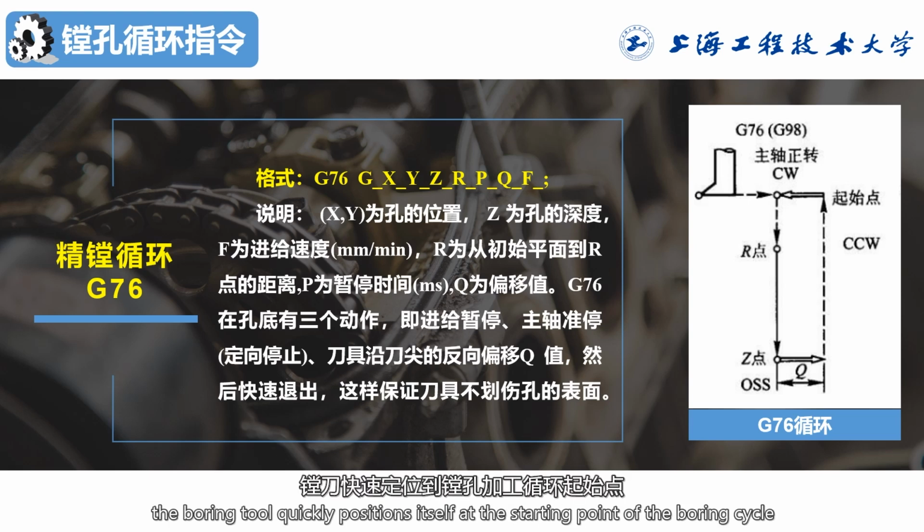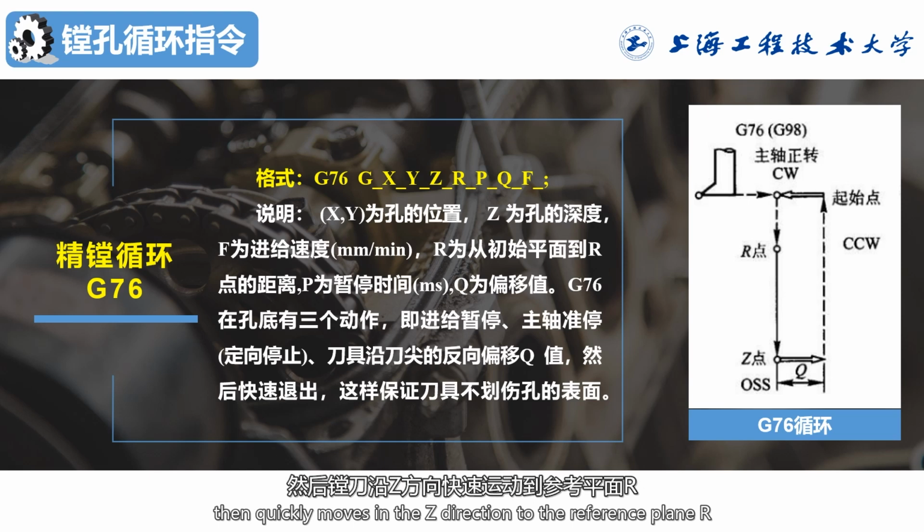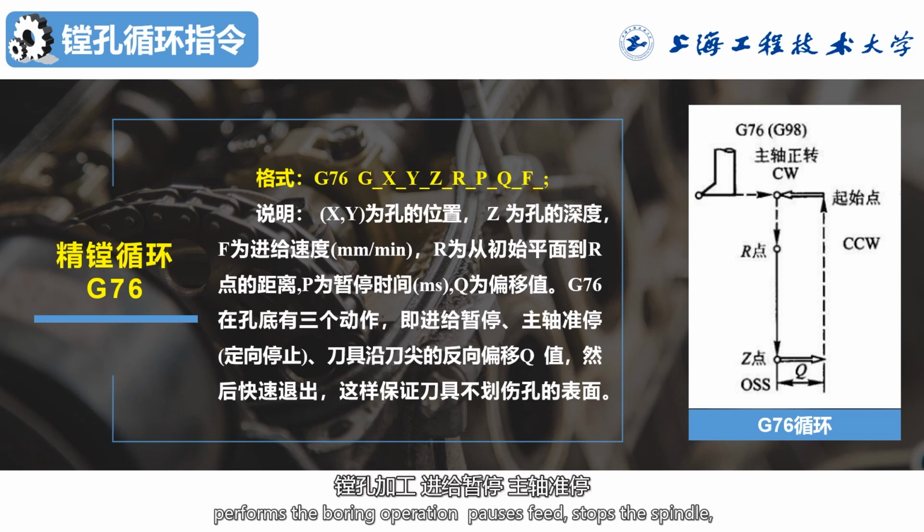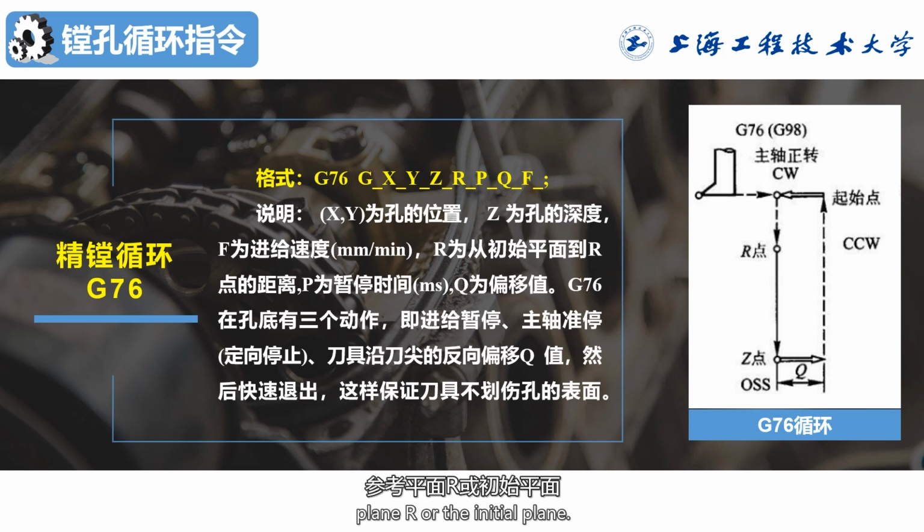The boring tool quickly positions itself at the starting point of the boring circle, then quickly moves in the Z direction to the reference plane R, performs the boring operation, pauses the feed, and stops the spindle. It offsets the tool in the reverse direction of the tool tip by Q, and finally rapidly retracts the boring tool to the reference plane R or the initial plane.